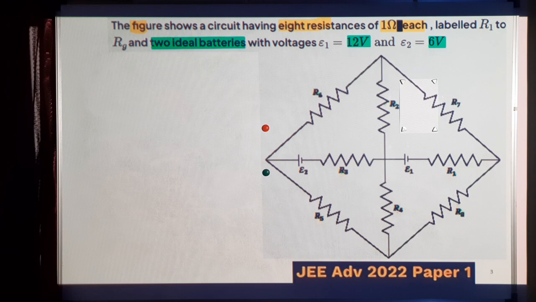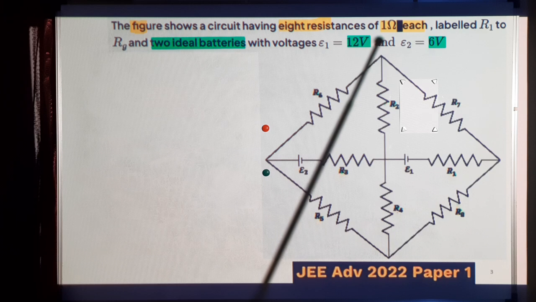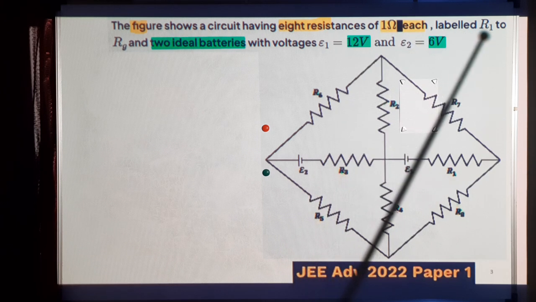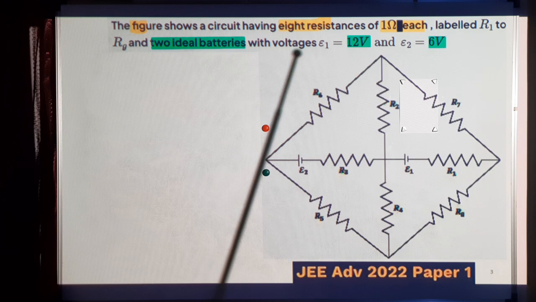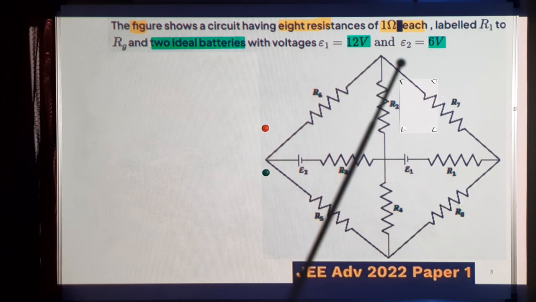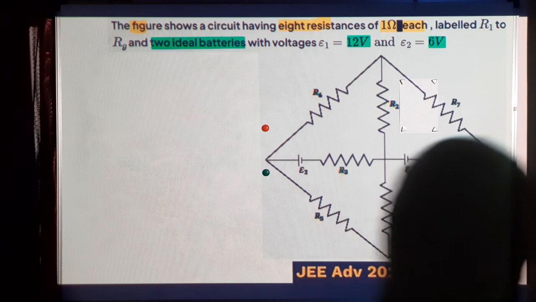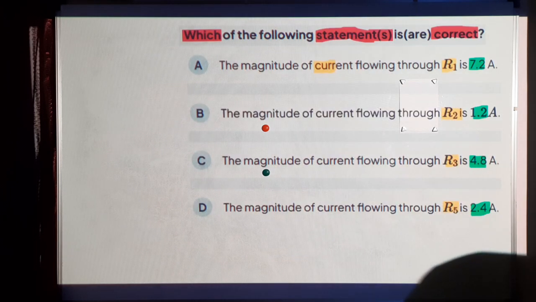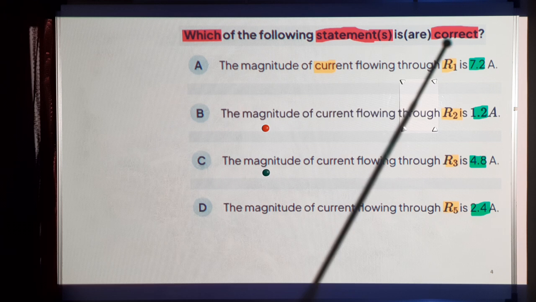This is the question. You can read it. The figure shows a circuit having 8 resistances of 1 ohm each, labeled R1 to R8, and 2 ideal batteries with voltages E1 equal to 12 volts and E2 equal to 6 volts. Which of the following statements are correct?